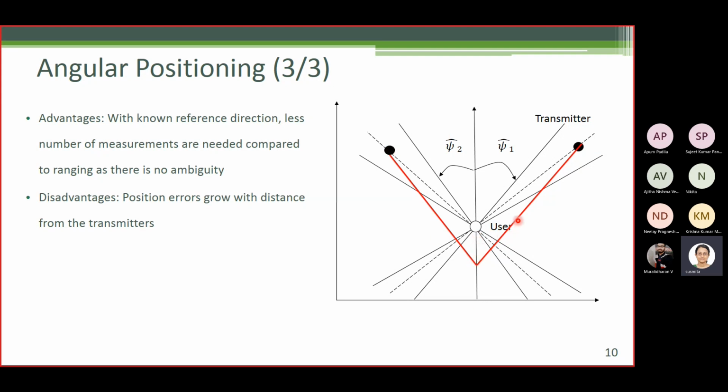Now how about other transmitter locations? Let's pick the transmitters here and here. In that case, what will happen? What do you think will happen if we pick the transmitter locations at some closer distances? Will the user position error increase or decrease? What will happen? Error will decrease. How about others?